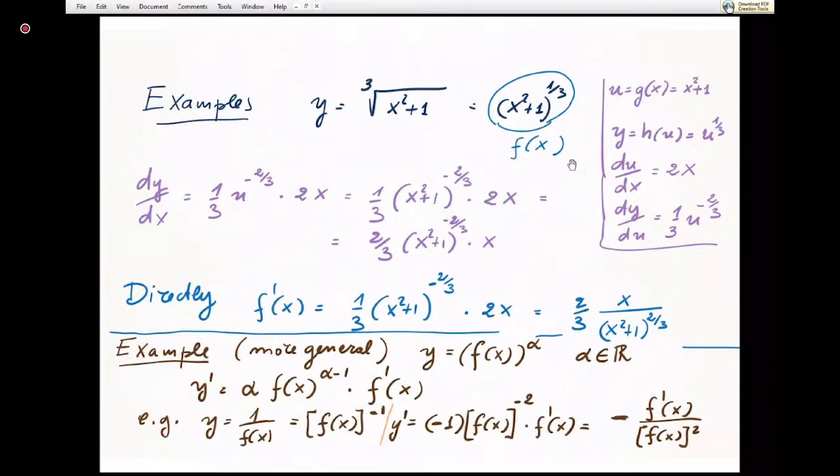So if I want to apply literally the rule, the derivative of u with respect to x is 2x. And the derivative of y with respect to u, the cubic root of u, is 1/3 times u to the power of minus 2/3. So this is already the final result, provided that here we replace u with x squared plus 1. So we can replace u with x squared plus 1, and we get this one.